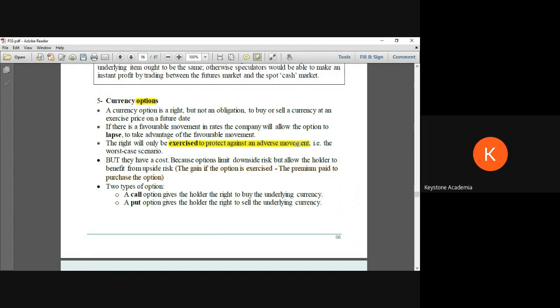However, because of this, we have to pay extra money. This is generally more costly than the other hedging instruments, because here you are not only limiting the downside, but also helping us to get the upside of it.